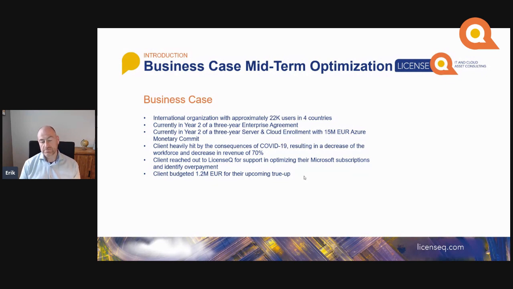This customer reached out to us because they were severely hit by COVID-19. The revenue dropped by over 70%, and they were also terminating parts of their workforce. So that was the reason they reached out to us. They requested an optimization to see if there are any low-hanging fruit for them to benefit from. They initially budgeted 1.2 million euros back in January, when the world was still normal, for their upcoming true-up. But to give you a little bit of a spoiler, that wasn't necessary in the end.